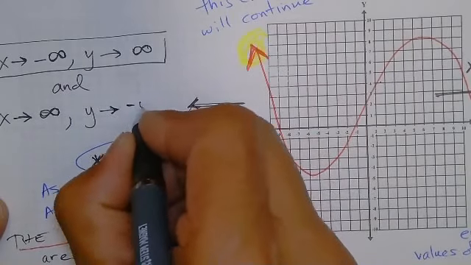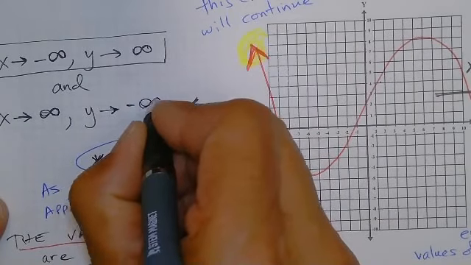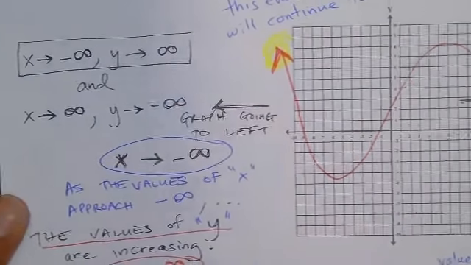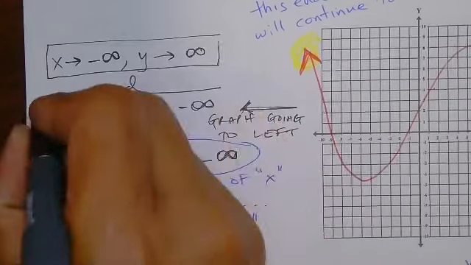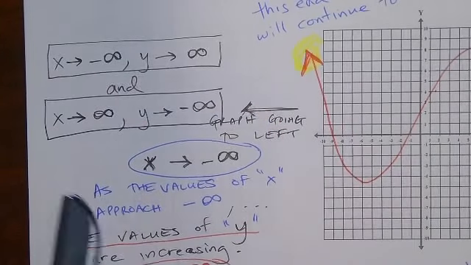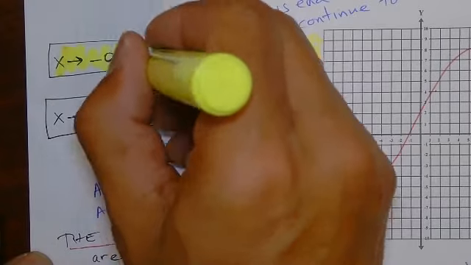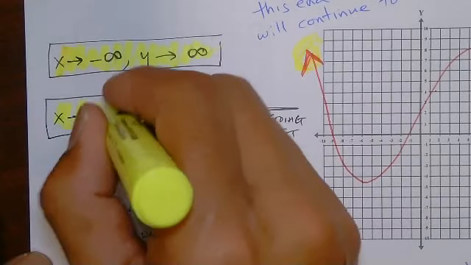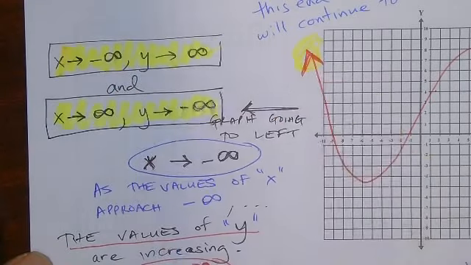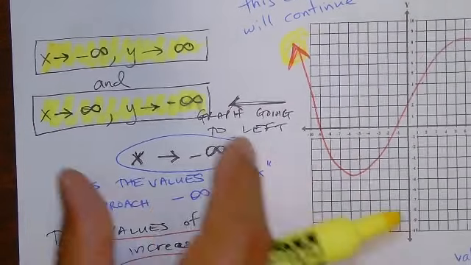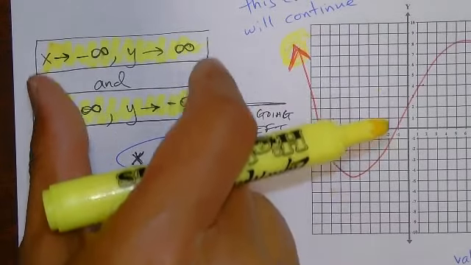The graph is going what? Down, so the values of y are going down, down, down to negative infinity. This is how you're going to see the answers written out, or the selections you got to look at. You'll have both of them.